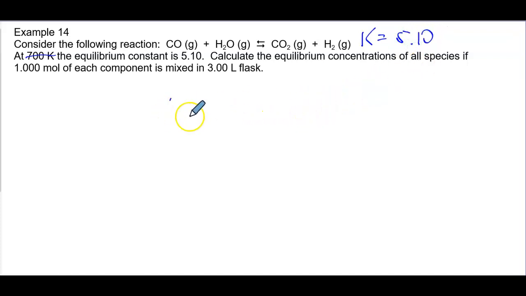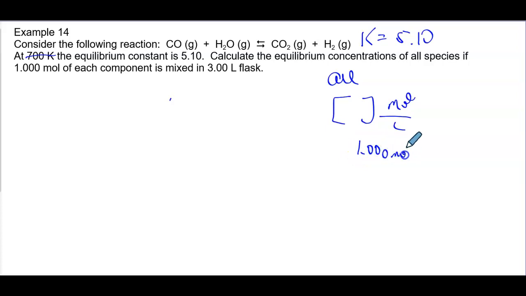Okay. Last problem I went over, problem 13, we had to solve for K. This time they give us K. It says calculate the equilibrium concentration of all species if 1 mole of each component is mixed in a 3-liter flask. So that means that if we're looking for the concentrations at equilibrium, we have initial concentrations. We know that all of these are going to have a concentration, right? Remember that's moles over liters.